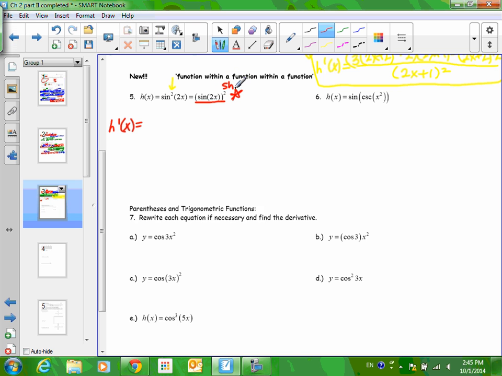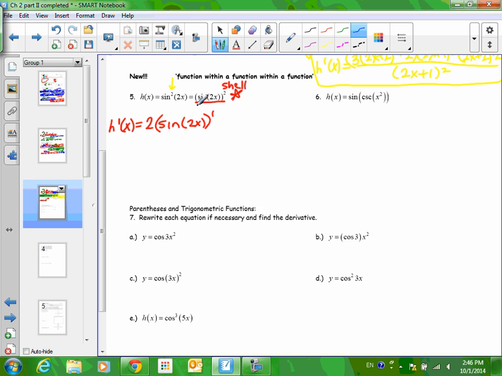Remember, the whole thing is being squared. The whole thing is being squared. So the 2 is the shell. So I'm going to melt the shell, and I'm going to keep everything on the inside the same. So the 2 gets multiplied to the front. We keep sine of 2x the same. Subtract 1 from the power. That gives you 1. You don't have to write the 1, obviously. And that's the shell melting.